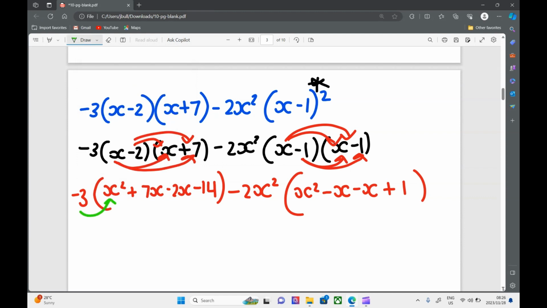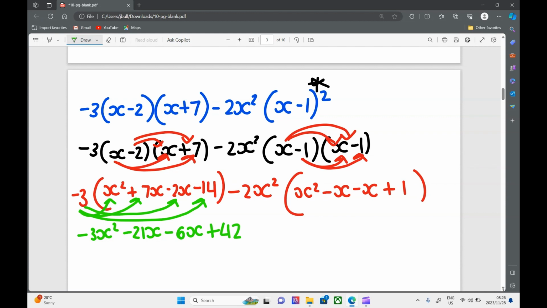So then I can say minus 3 times x squared is minus 3x squared. Minus 3 times 7 is minus 21x. Minus 3 times minus 2 is plus 6x. Minus 3 times minus 14. Let's just work that out. So it's 14, 28, 28 add 10, it's 38, so 42. Okay, so it's a minus and a minus, so it's positive 42.